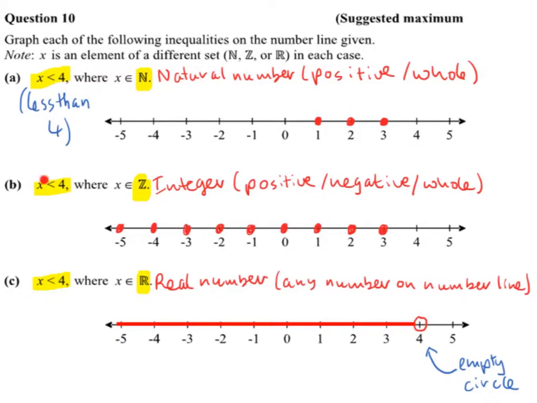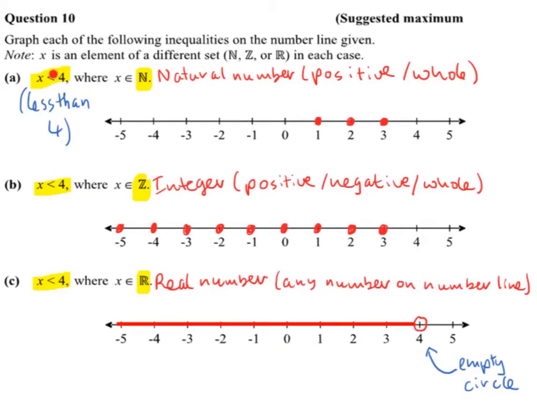Part B. x is less than 4, where x is an element of Z. Z is an integer, which is a positive or negative whole number. So again, we do not put a dot above the 4 because it says less than 4. So we put a dot above the 3, the 2, the 1, and we keep going down as far as we can, and the arrow indicates that this integer line goes on forever. So if x is less than 4 and it's an integer, it's all the whole numbers less than 4. So that's why we have dots.